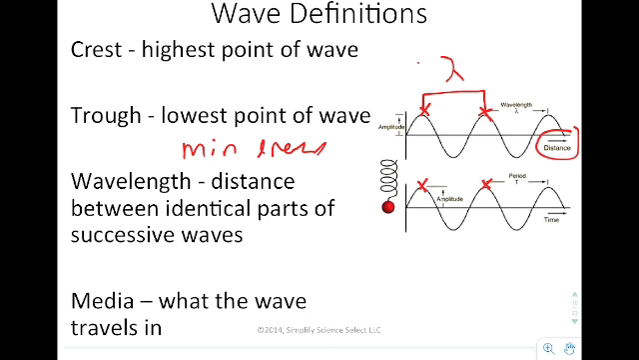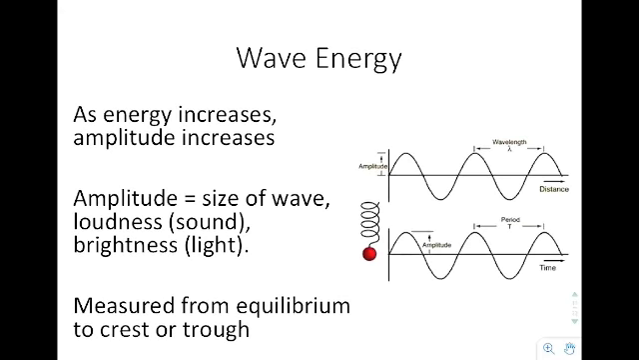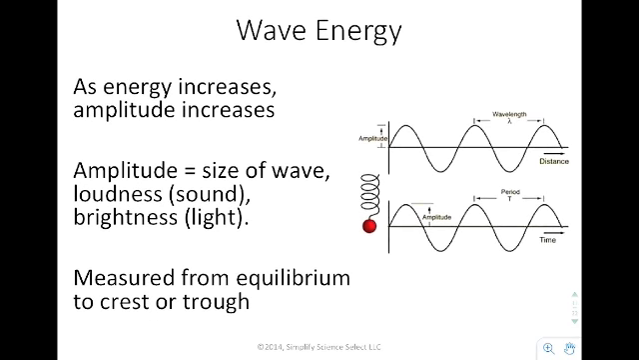Now the last definition that we have is the media, and the media is what the wave is actually traveling in. Oh, I was wrong. We actually have a couple more definitions. As energy increases, the amplitude increases. Amplitude is the size of the wave. So how far does it come from this middle line? This middle line is what we call the equilibrium line. How far you extend from that equilibrium line represents the amplitude.